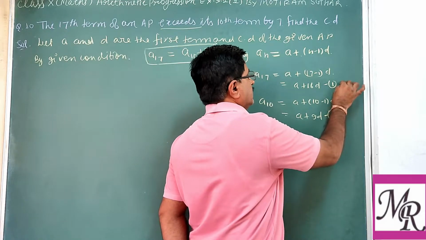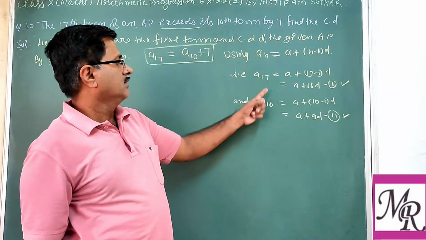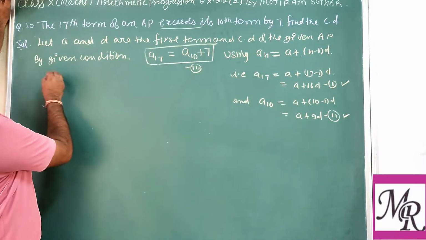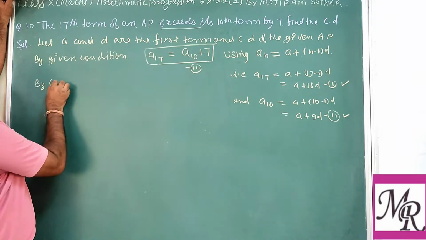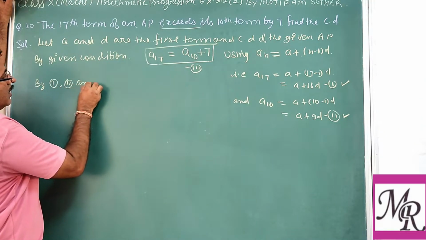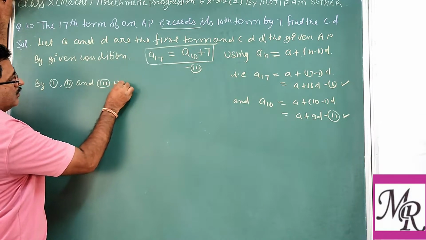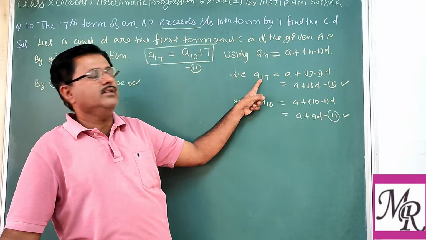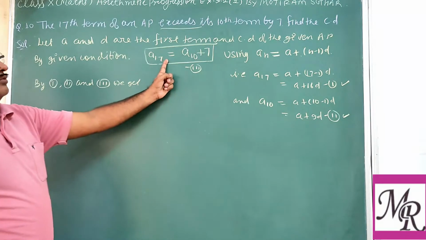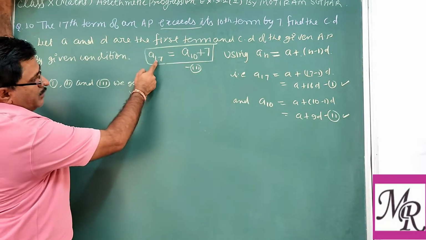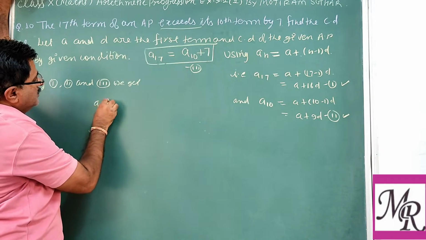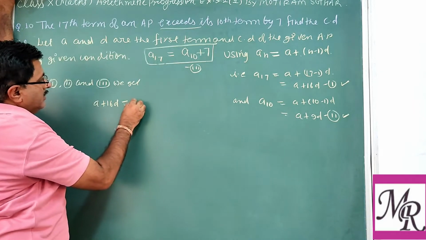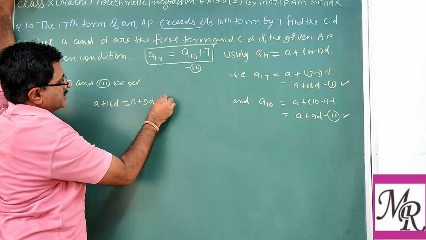This is the second equation. Now the value of A17 we put in this equation. So by equations 1, 2 and 3, from 1 and 2 we put the value of A17 and A10 in equation 3. So A17 means A plus 16d equal to A10, put the value of A10, that is A plus 9d plus 7.